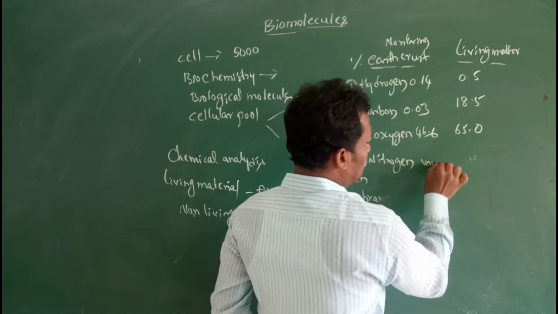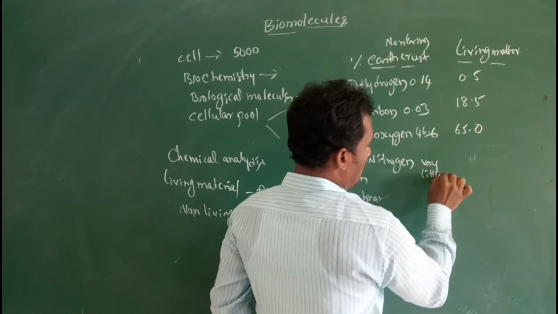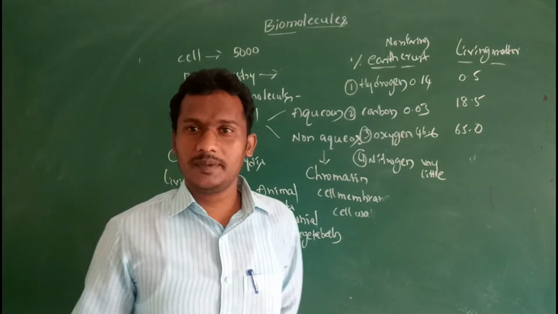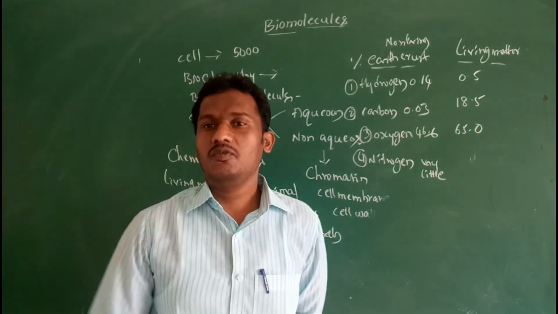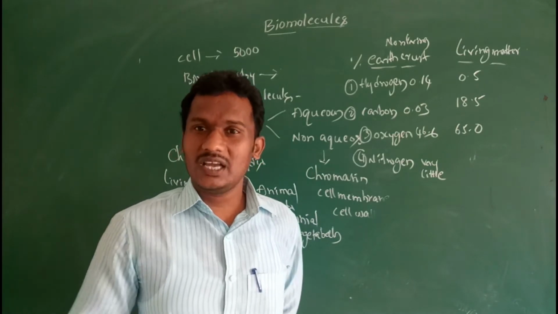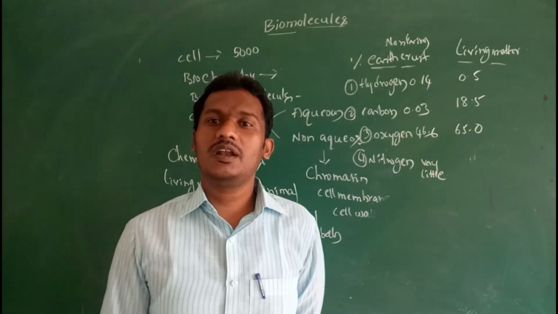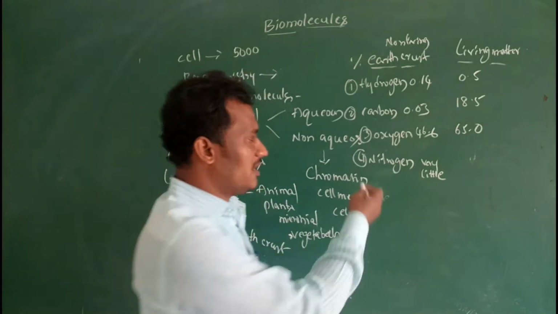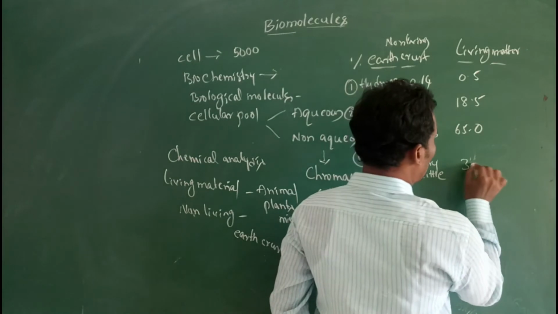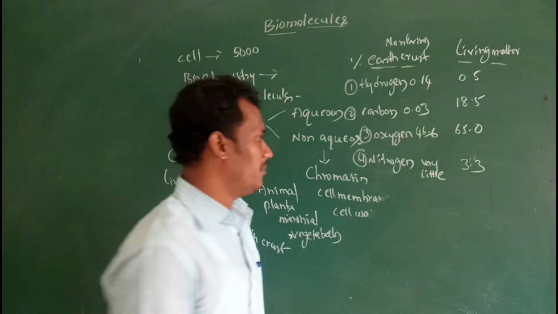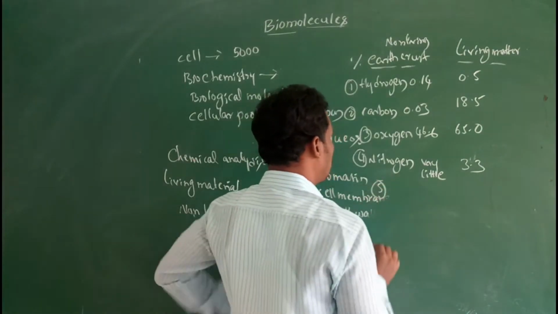Next one, nitrogen. Nitrogen is very little in earth crust. In atmosphere 78% is present. In earth crust, the usable form, that means the modified form, nitrate, is very little. In living things approximately 3.3% is present.